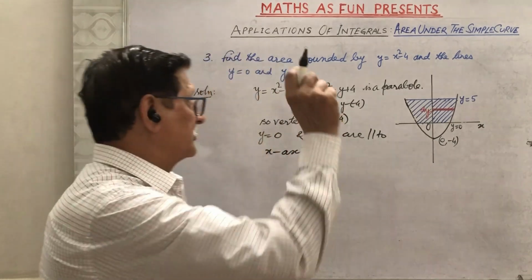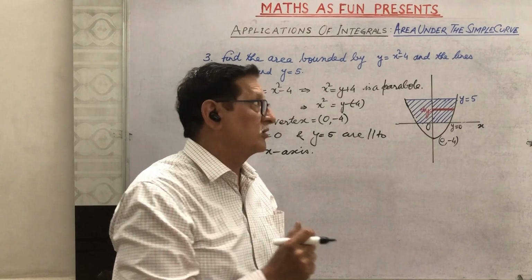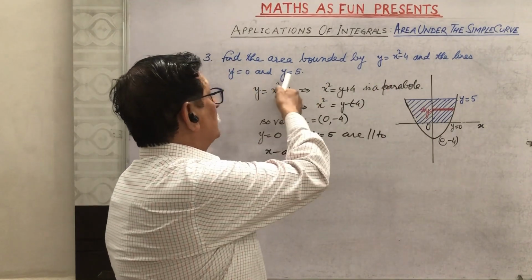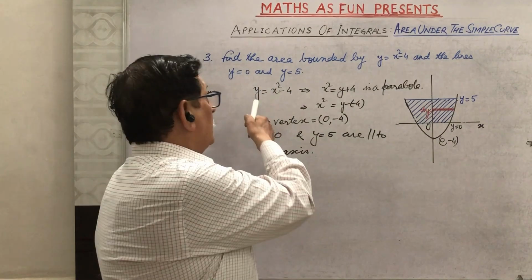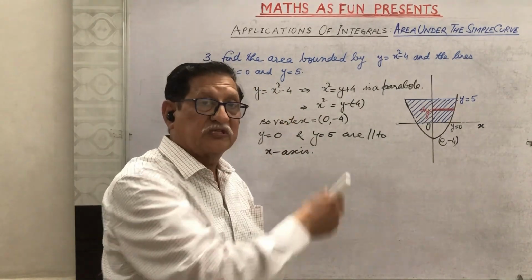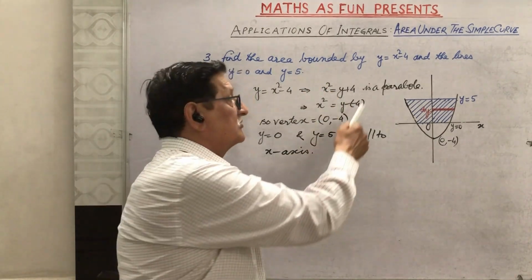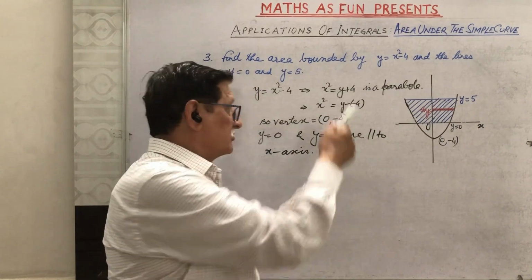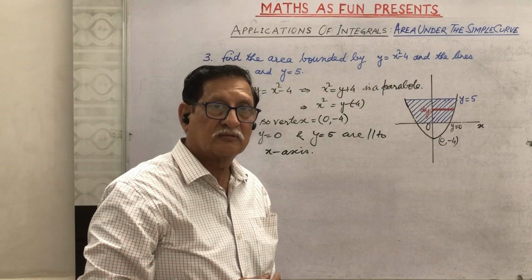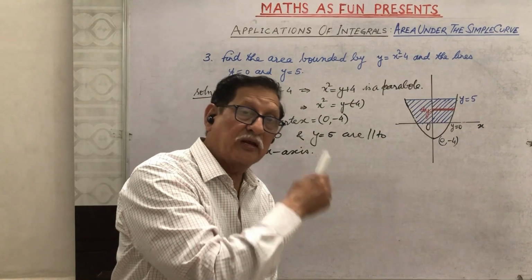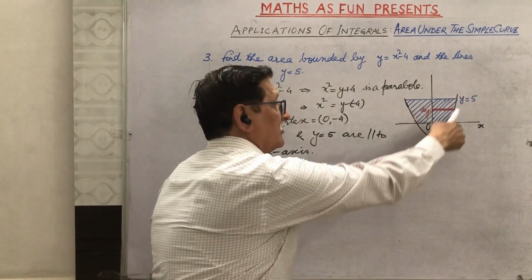The next problem which we discuss here is to find the area bounded by y equal to x square minus 4 and the lines y equal to 0 and y equal to 5. We can see that y equal to x square minus 4, which can be written as x square is equal to y plus 4, represents a parabola. Its vertex lies at (0, -4), and the principal axis is along the y-axis. So this is the parabola we have drawn.